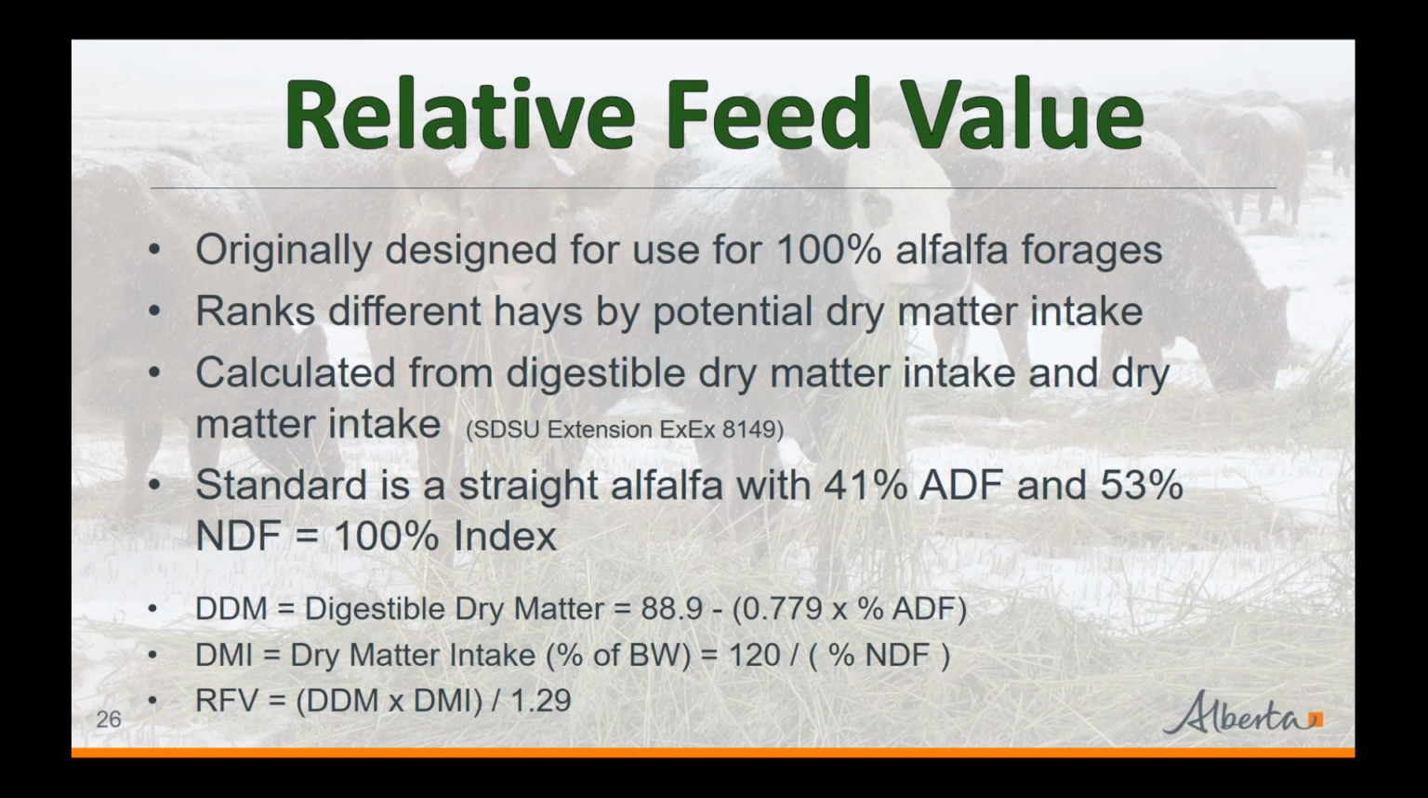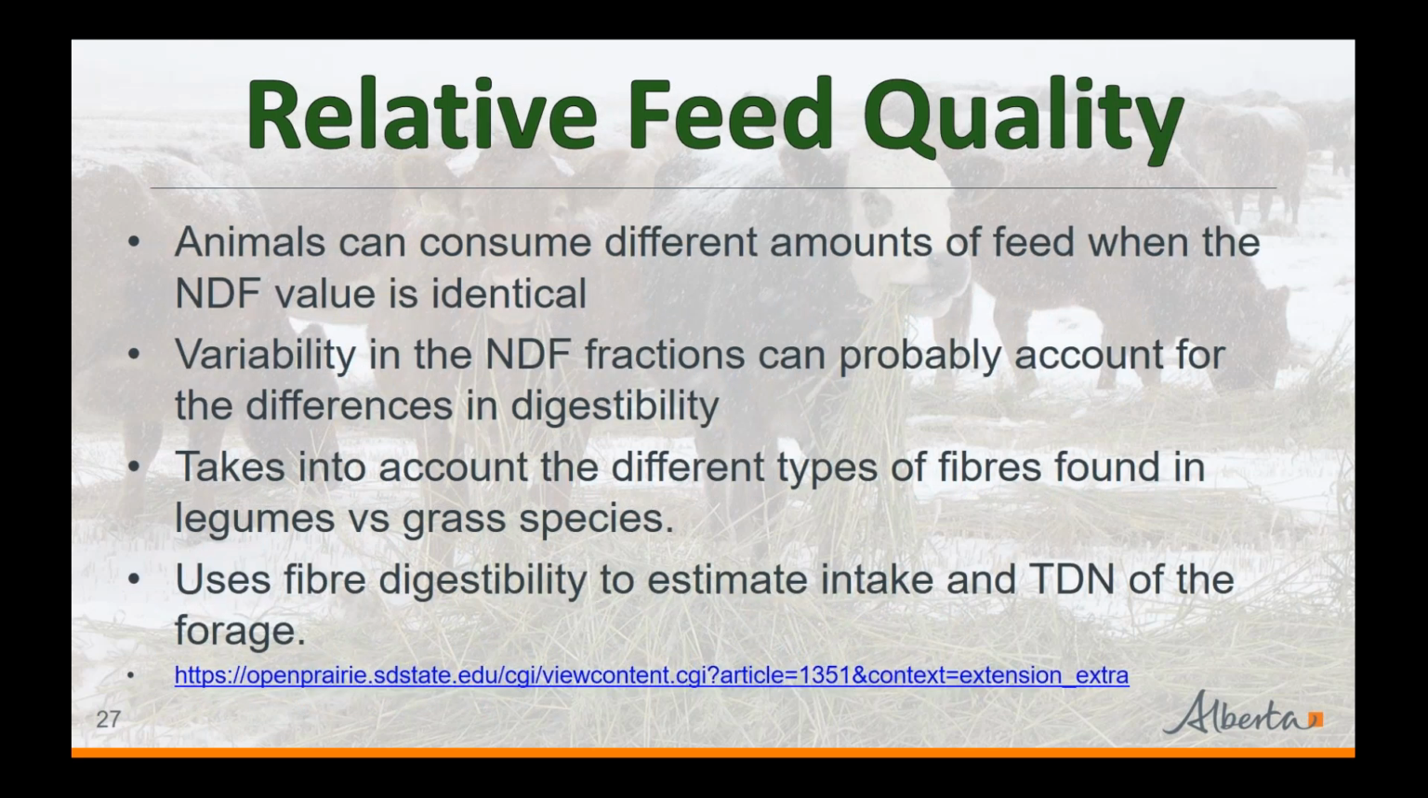Whereas the relative feed quality is something where they took into consideration that you've got mixed stands, and there's going to be a difference in digestibility between the alfalfa and the grasses. Now, this variability in fractions changes the digestibility of the feed, and therefore it's harder to get a true estimate of what's there. So if I had my druthers and you're using either a grass hay or a mixed grass alfalfa species, I'd be looking at the relative feed quality rather than the relative feed value.